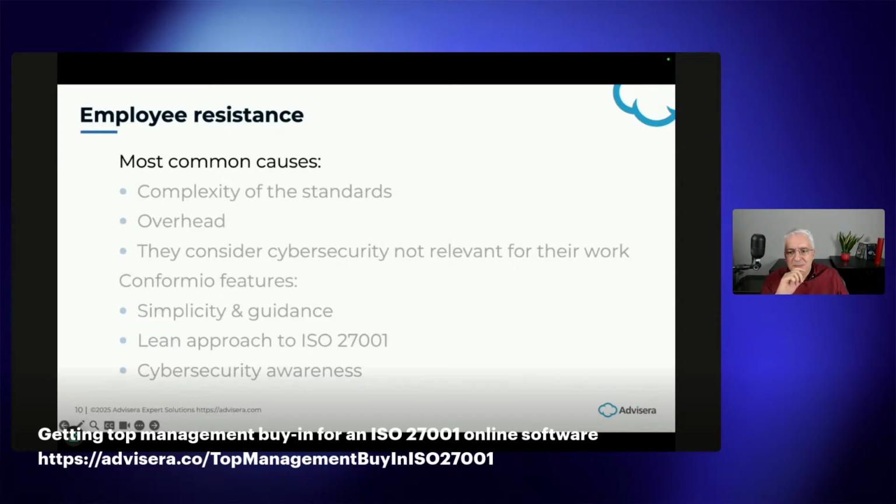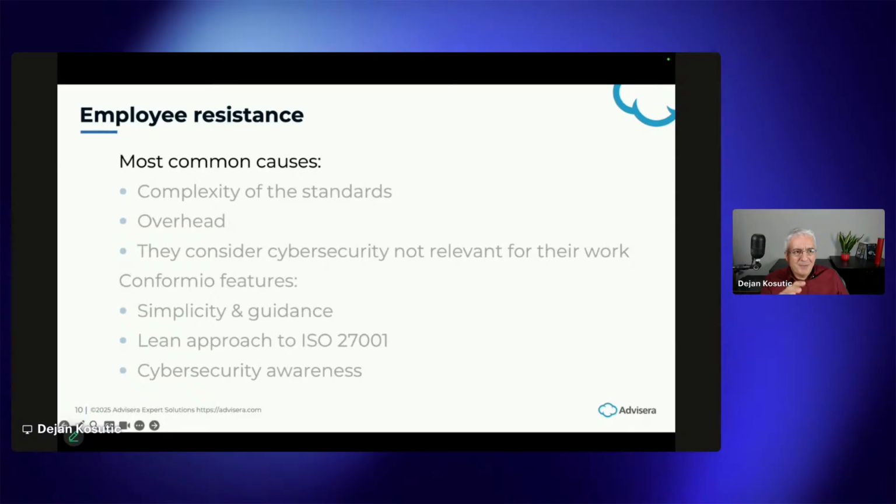Let's see why this employee resistance usually happens. The first reason is that these standards are usually too complex. People who are unfortunate enough to have to read the standards are pretty baffled when they start reading, because it's not really clear what you have to do. So one problem is the complexity.